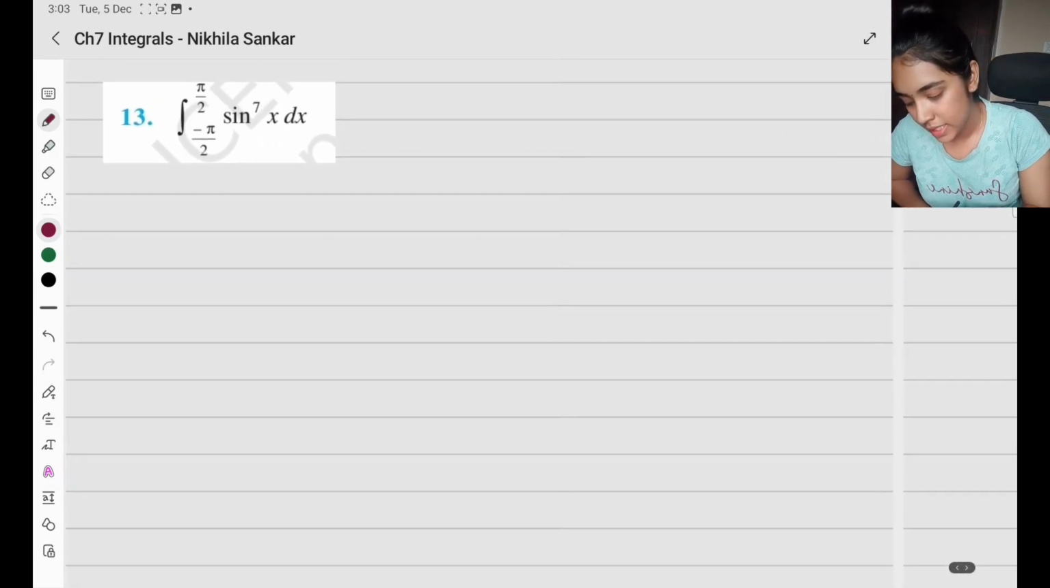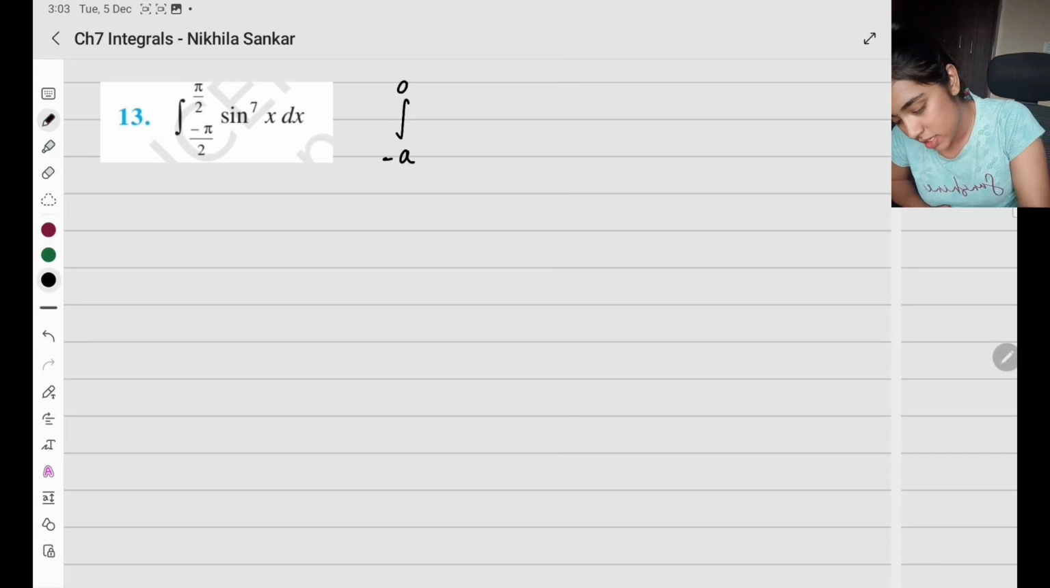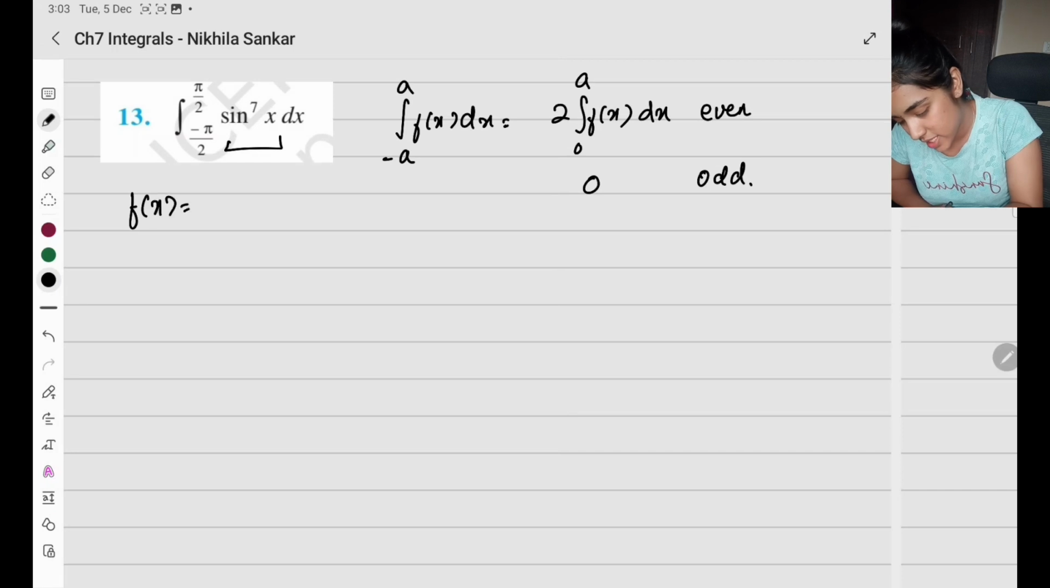Question number 13. Here I am going to use property number 7. The integral from minus a to a of f of x dx is going to be 2 times the integral from 0 to a of f of x dx if it's an even function, and 0 if it's an odd function. Here, what is f of x? f of x is going to be sin x the whole power 7.